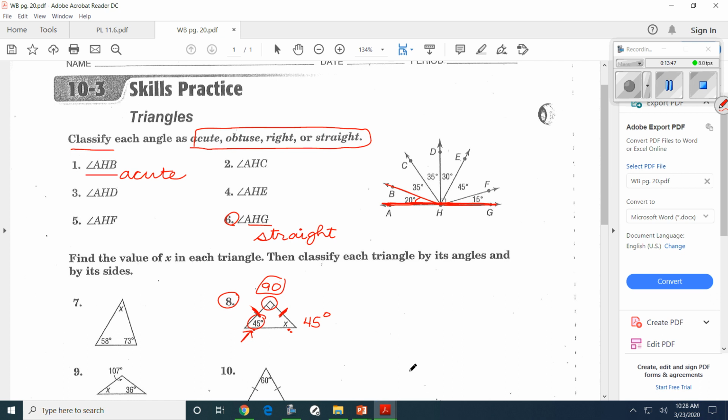Notice the directions. Find the value of x and then classify each triangle by its angles and by its sides. So the missing angle was 45 degrees. It is a right. It has a right angle. So this is a right. And two sides are the same, so it'd be isosceles. So hopefully that will help you with your assignment today in working on classifying, which is naming triangles and finding the missing angle.